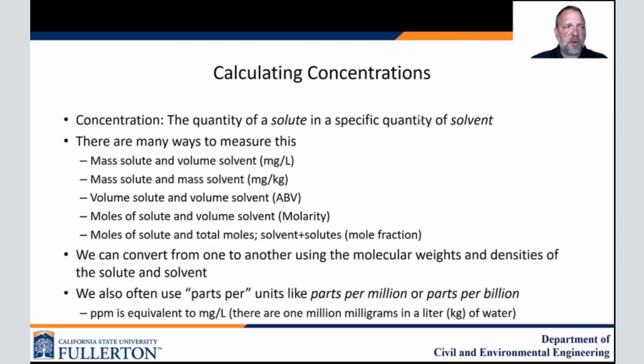We can convert from one to another using molecular weights and densities of the solute and solvent. We also often use terms like parts per million and parts per billion. Generally speaking, parts per million is equivalent to a milligram per liter, and parts per billion is equivalent to a microgram per liter. The reason is that there are 1 million milligrams in a liter, which is basically the same as a kilogram of water.